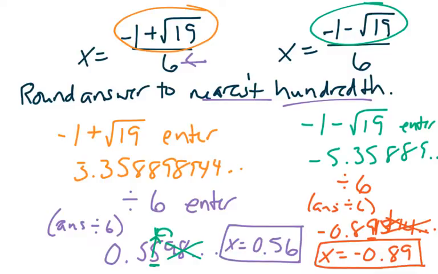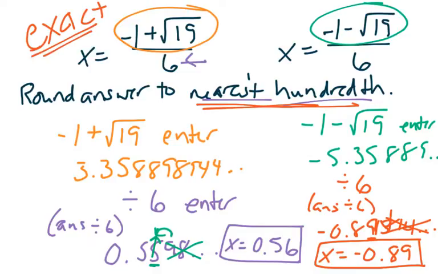So you just have to pay attention to the directions about whether they want you to round or whether they want exact. These first answers we got were exact. That's what you get before you pick up your calculator to find a decimal answer.